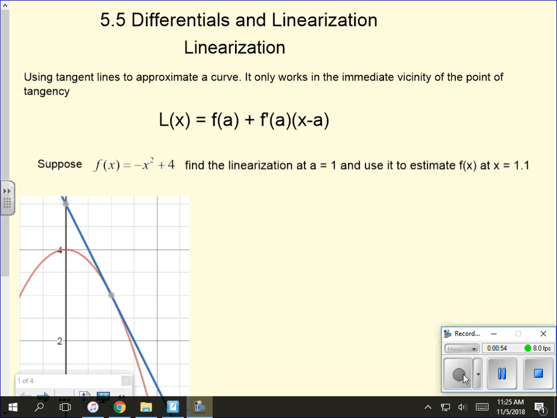So, okay, let's say the equation that I have to work with, the curve itself, the equation itself, is difficult to handle. Okay? But I can use a straight line. It's much easier to work with.